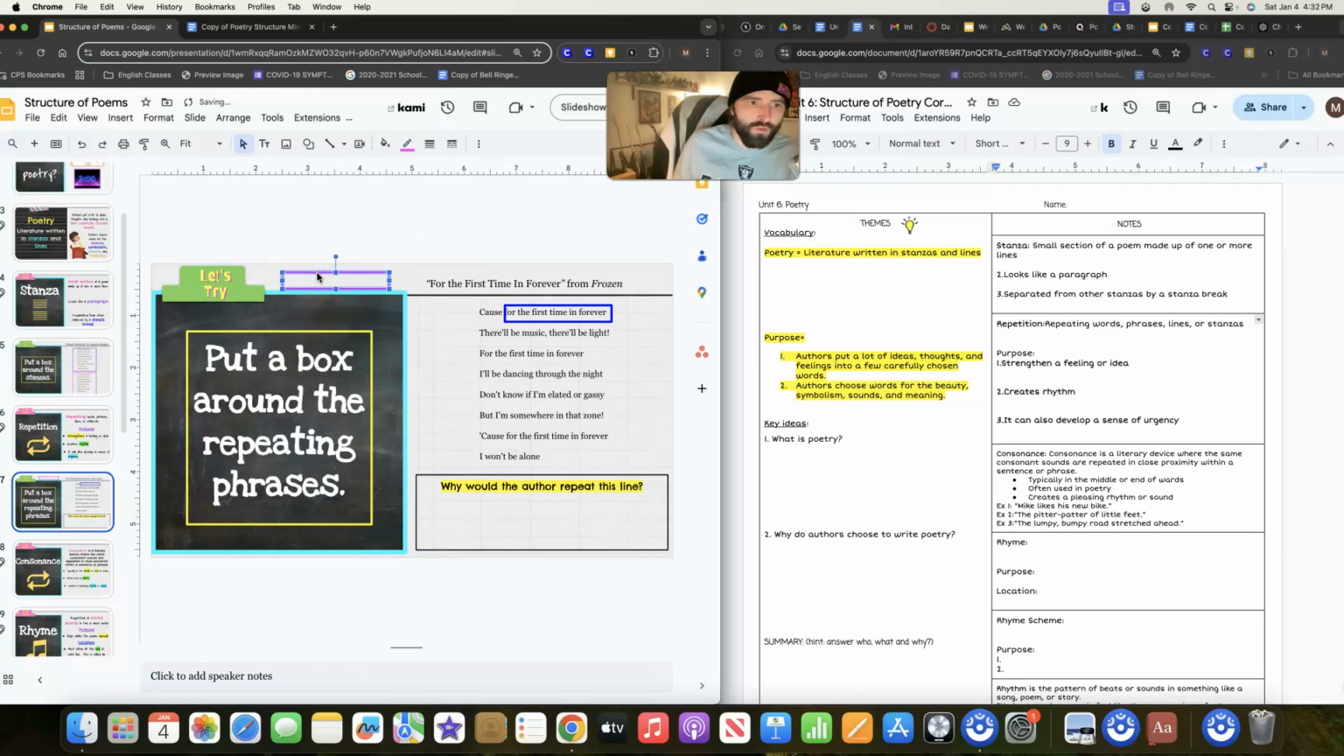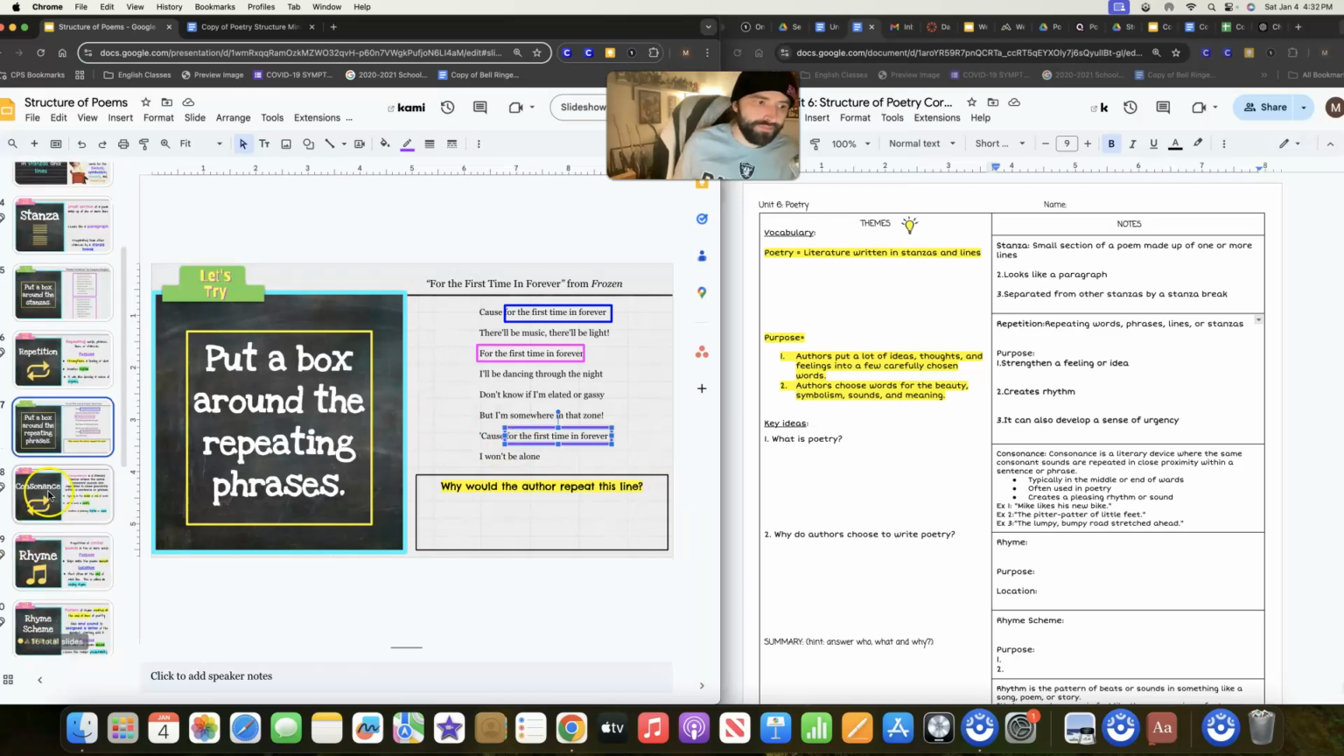For the first time in forever. For the first time in forever. And of course, last but not least, for the first time in forever. We've repeated that 3 times, so it should show you that that phrase in particular is important. Why does it keep getting repeated?